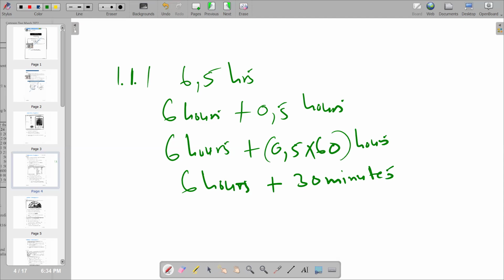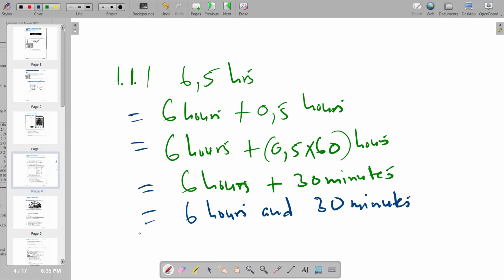Which is simply saying 6 hours and 30 minutes. So this is what we have. So this becomes our final answer. So this is what we have for the first part of our question.